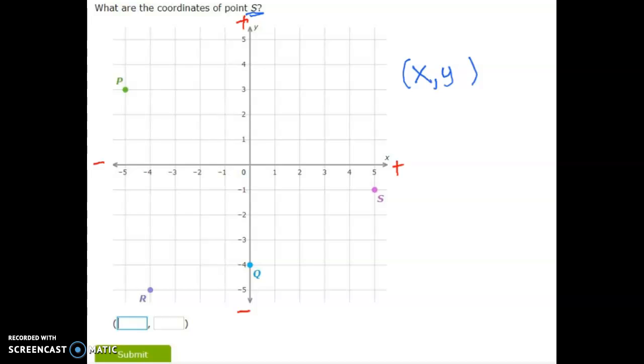So for the coordinates of point S, what I notice is I go to the right 5. So the x value is 5, and since it's to the right, it's positive 5. Anything to the right is a positive number. And then I notice I go down 1. So the change along the y-axis is 1. But since I'm going down, I notice that it is a negative 1. So the coordinates of S are 5, negative 1.